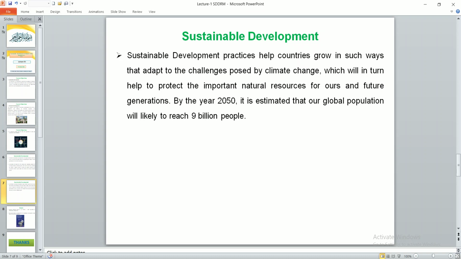So by the year 2050, it is estimated that our global population will likely reach 9 billion people, which is a very huge figure. Currently, the population of the world is about 7.2 billion, and by estimations, in 2050, the population will reach about 9 billion people. So we have to provide the services, resources, and facilities to those 9 billion people. So if currently we use the natural resources in such a way that we fulfill our requirements and keep the remaining resources for the coming generations, that would be better. That is what sustainable development deals with.